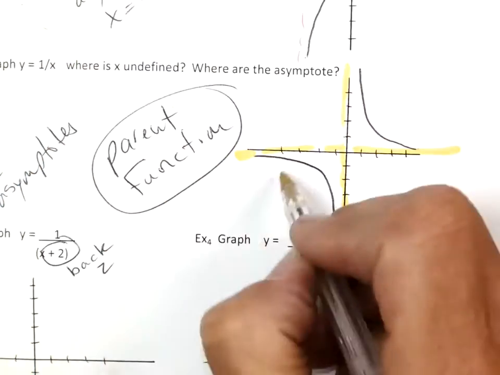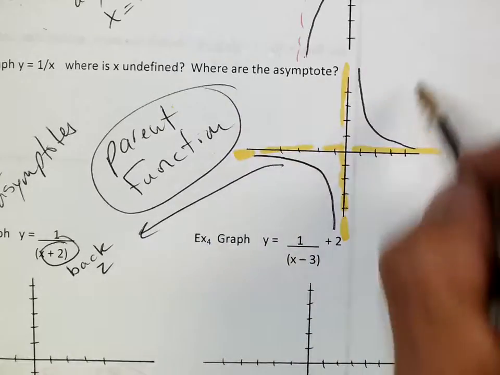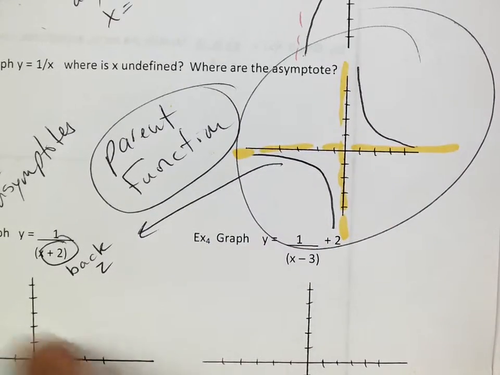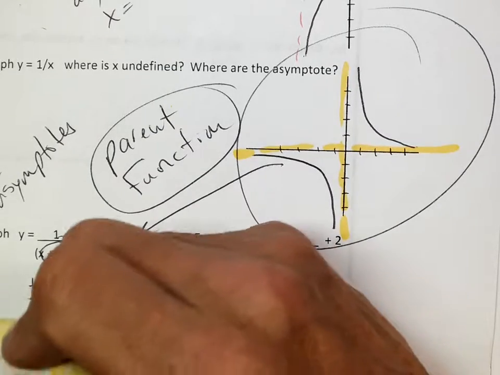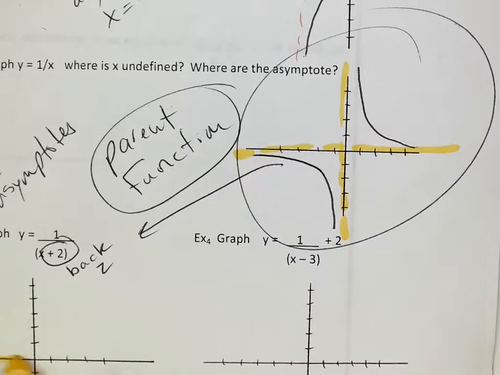So we want to move this graph here. This graph right here, we're going to put over here. We're going to take the whole thing and move it back 2. So let's take our asymptotes and move them back. Yeah, okay, there you go.